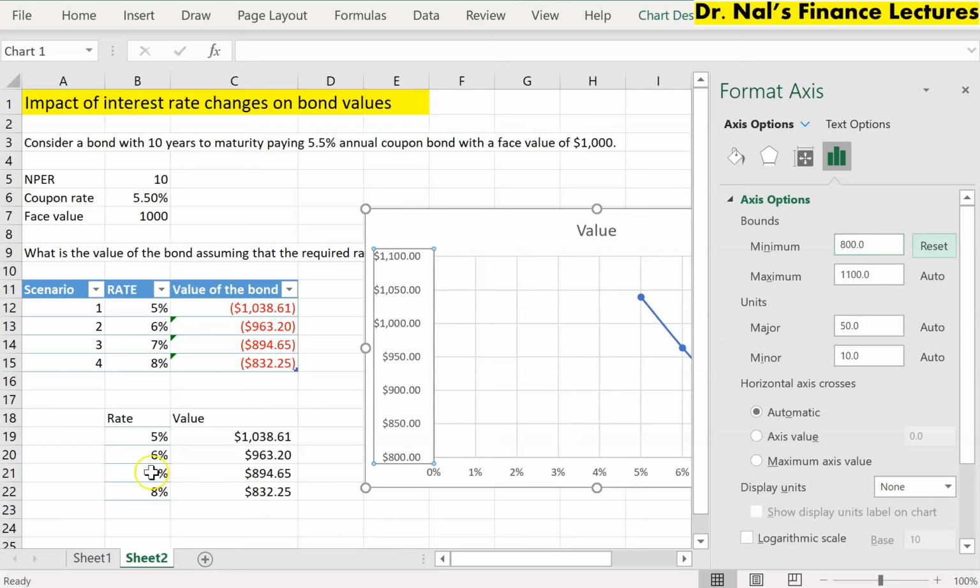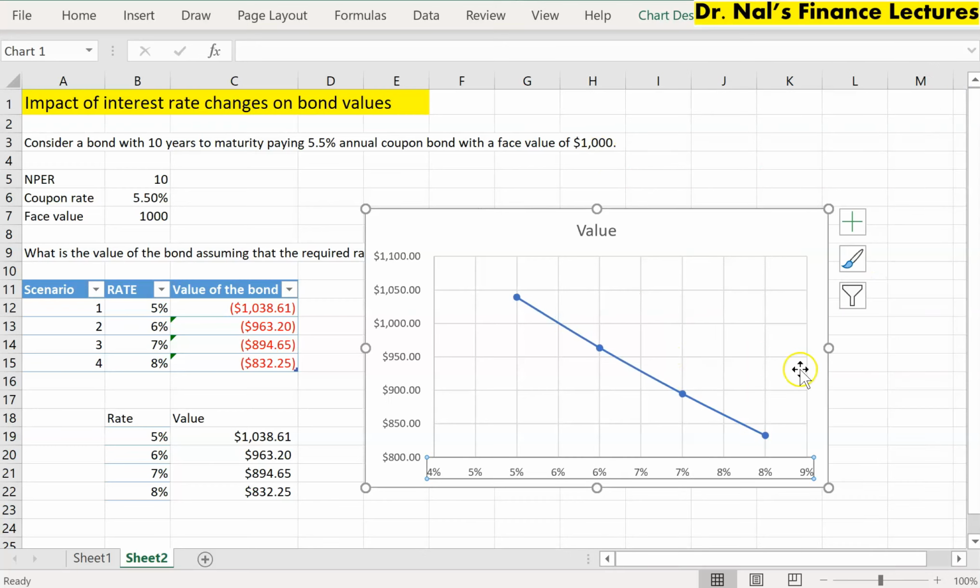And then the interest rates, the lowest interest rate is 5%. So I can start the interest rates from 4%, I would say, right? So the minimum is 4% and the maximum is 9%. I'm happy with this, I guess. Yes, with this, the chart is more reasonable.